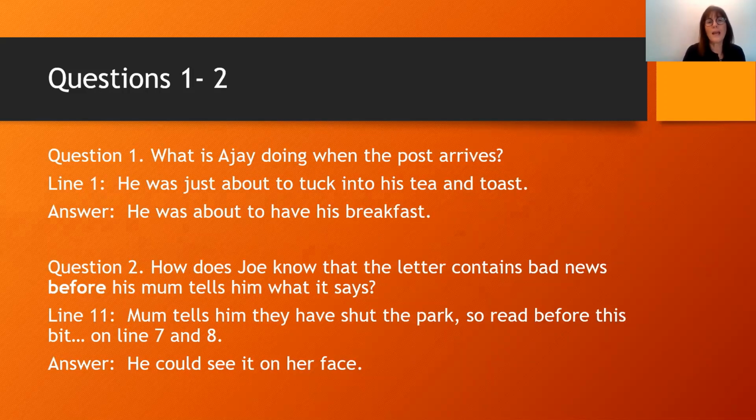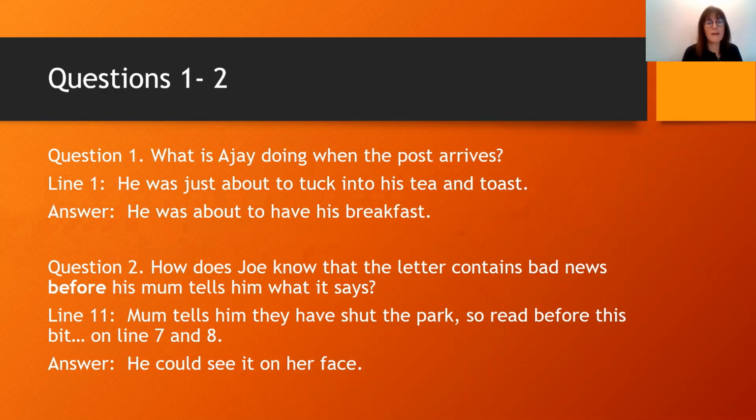Question number 2. How does Joe know that the letter contains bad news before his mum tells him what it says? Let's look for the important words in that question. I think the important part there is before his mum tells him what it says. So let's look at line 11. It's the park. They've shut it down. That's where mum tells him what the letter says. So we've got to look before that.